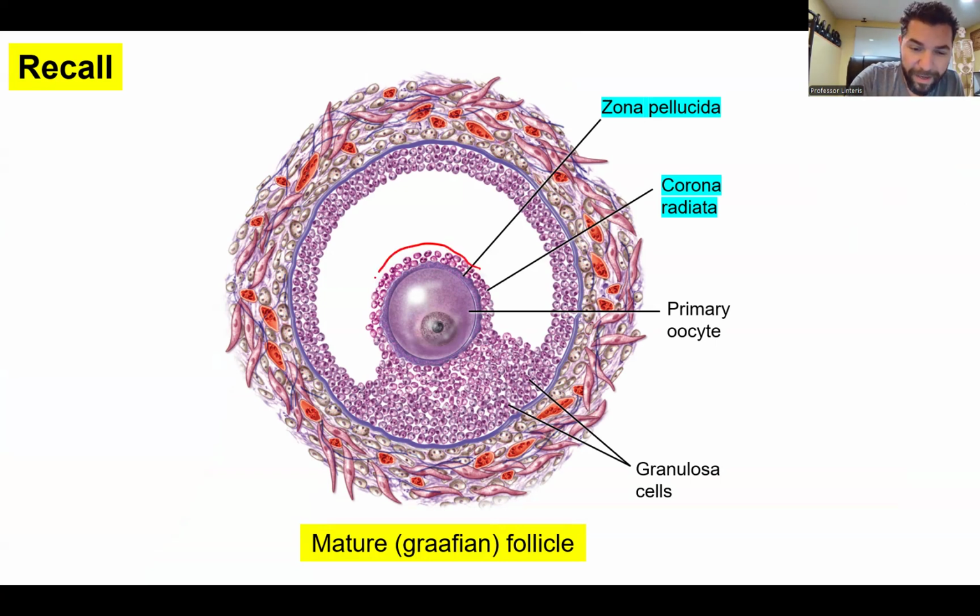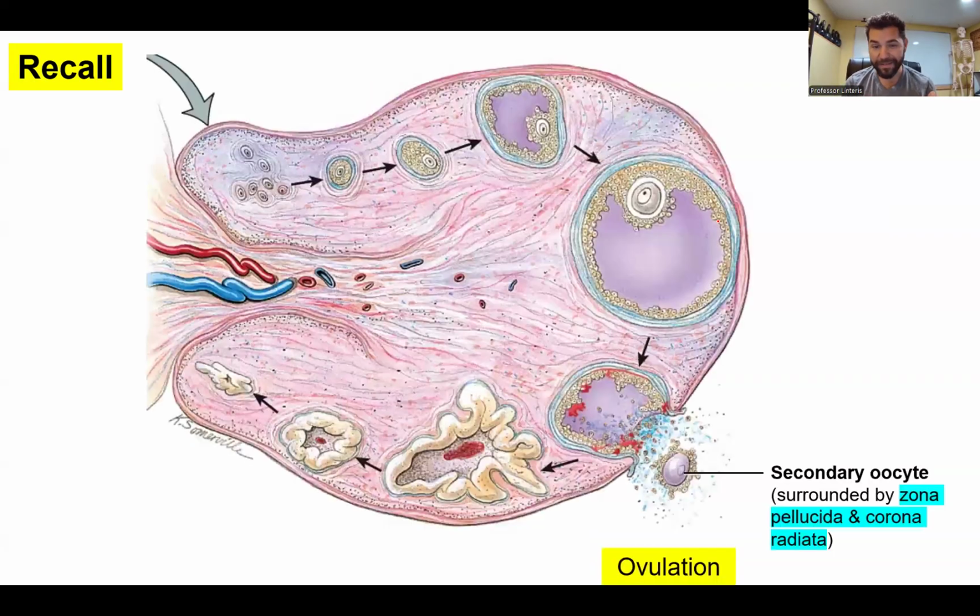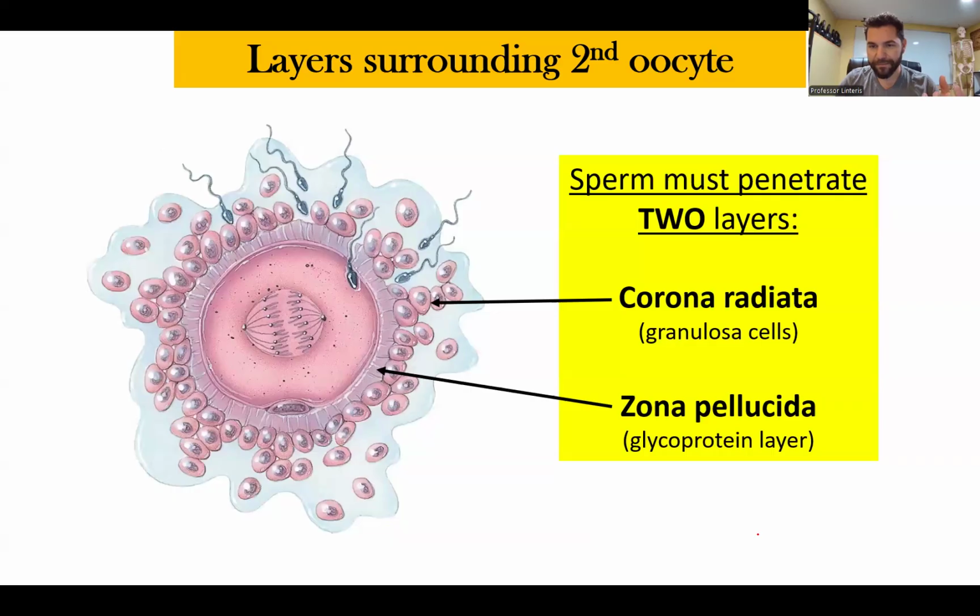this oocyte had two components that were mentioned: the zona pellucida and the corona radiata, right? So once this oocyte is released, it's now a secondary oocyte, during ovulation, I should say. It comes with both of those components on it, the zona pellucida and the corona radiata, and it's important. So that's how it's ovulated, and then it looks like this.